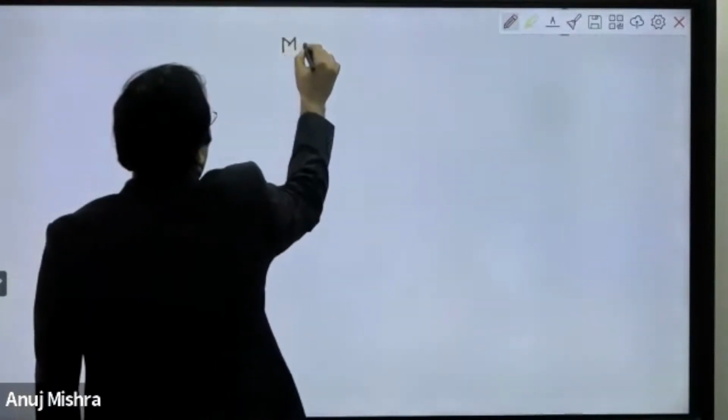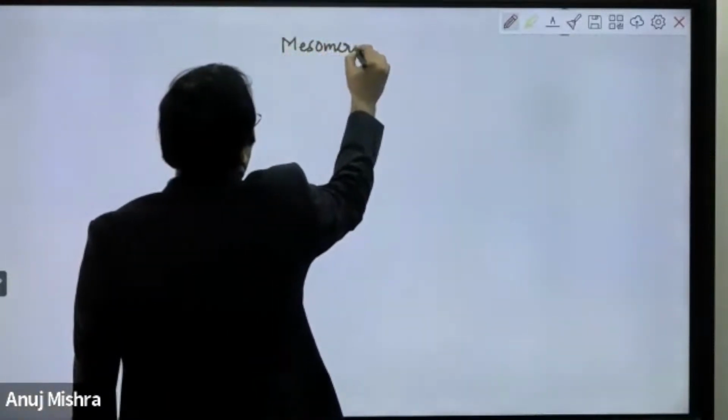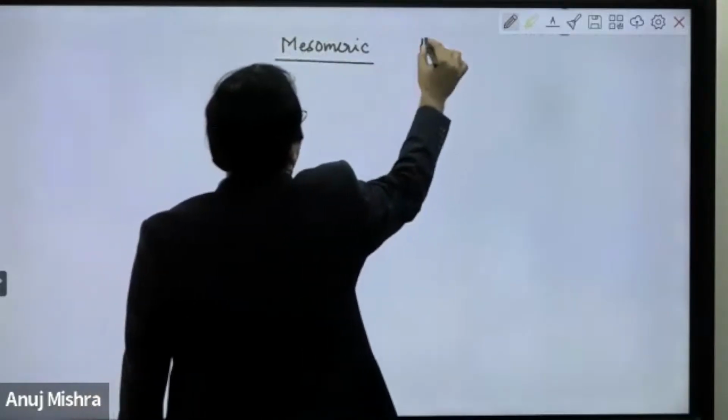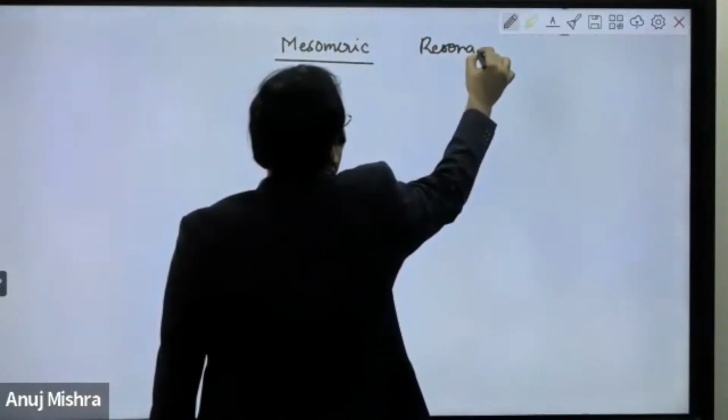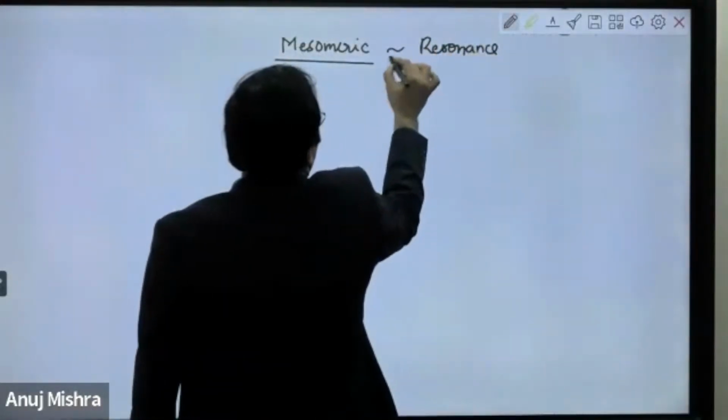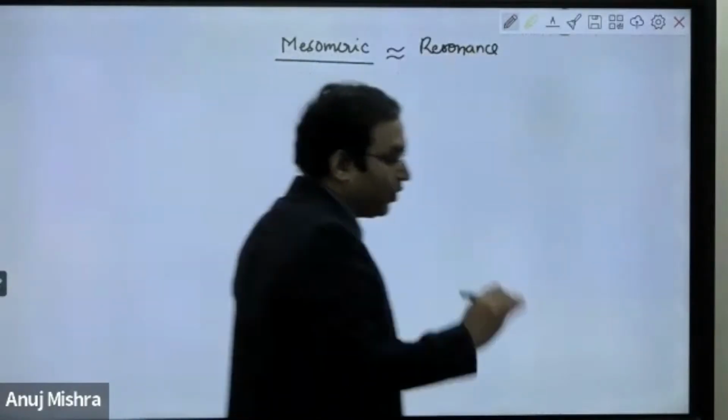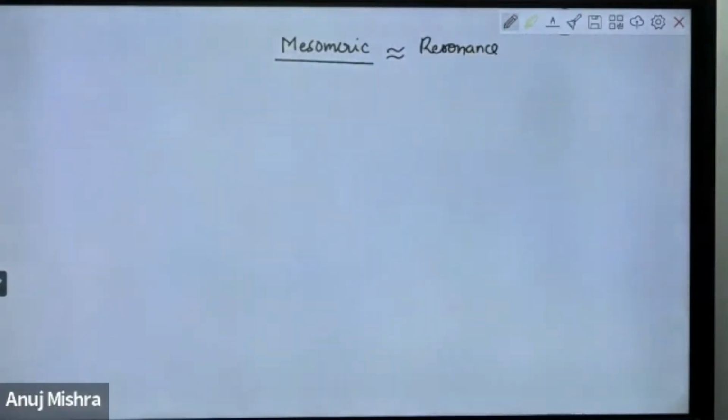So write down under mesomeric and resonance effect. They are almost equal, but not exactly equal. That's the first point you should know. When I say mesomeric effect or resonance effect, they're not exactly same. There is some small difference, but as of now, at a very early stage, we can say both are same.